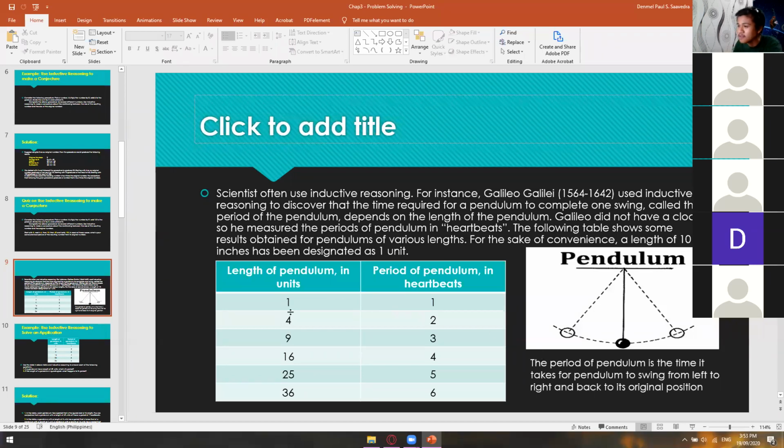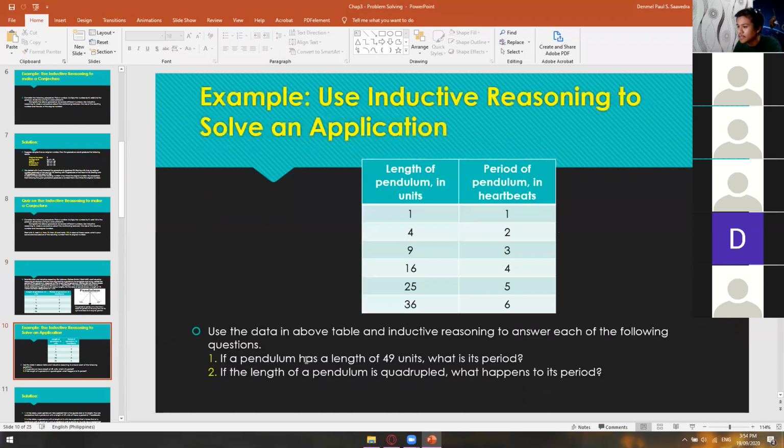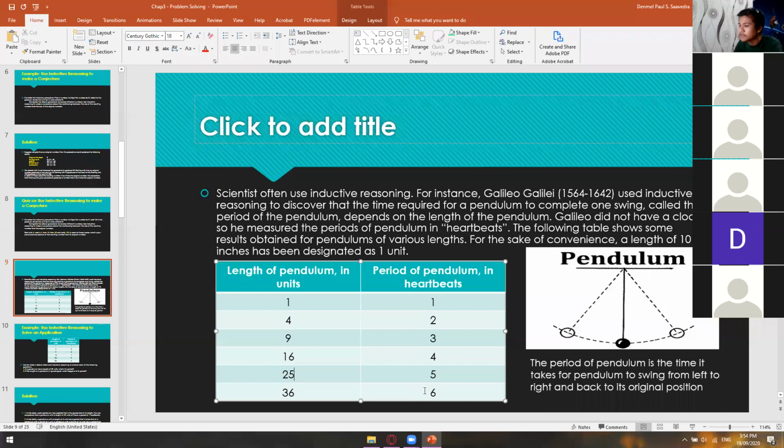Okay? So kapag 1 yung length, ito yung nakuha niya. Pag 4, 2 naman. Pag 9, 3 heartbeats naman yun. Kapag 16 yung length, 4 heartbeats naman bago niya ma-reach yung pinaka-original position. And then 25 is 5 heartbeats bago niya ma-reach yung original position. And then 36 is 6.